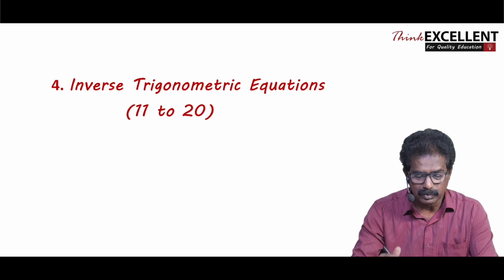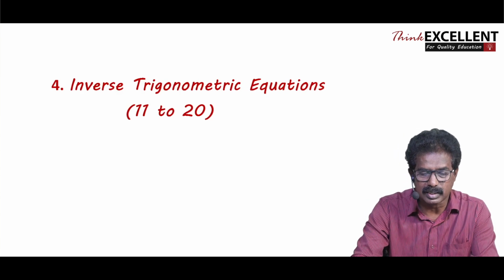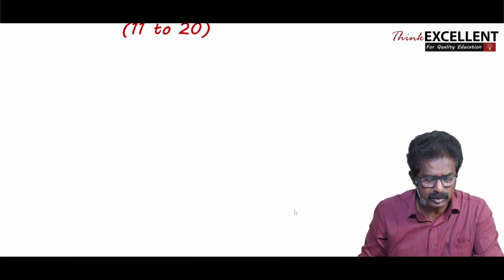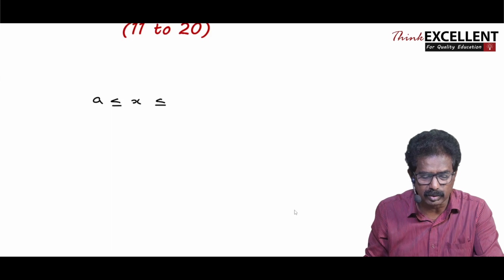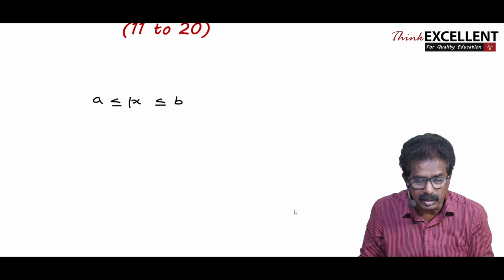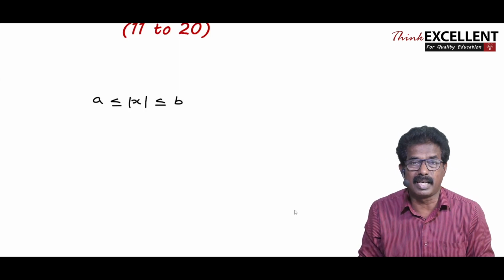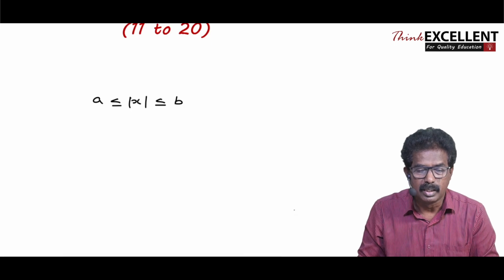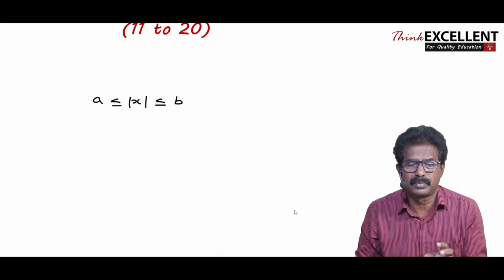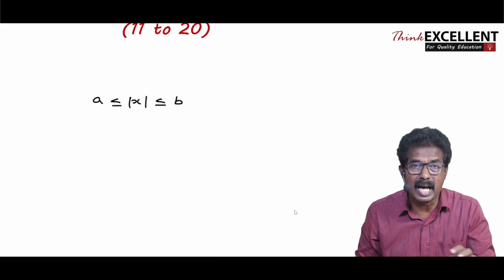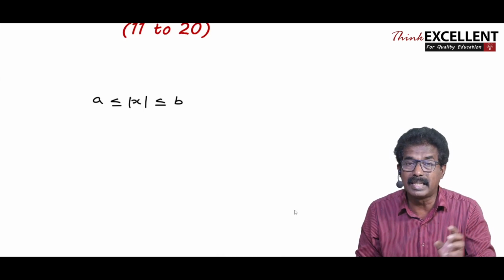Okay. Now just listen here. One or two results we discuss, and after that we go for the sums. Suppose we have a less than or equal to modulus x less than or equal to b. What is the solution here? How can you write it in a graph, or how to write it as an interval?